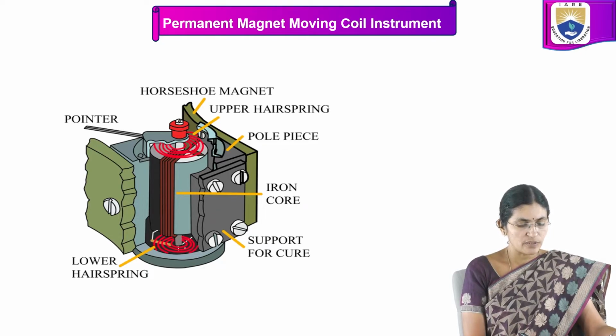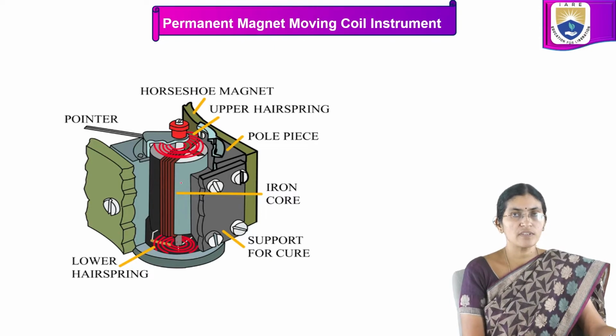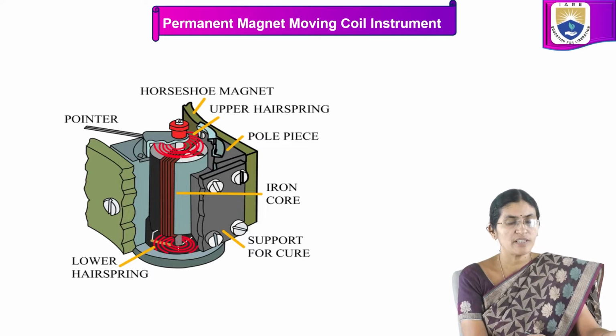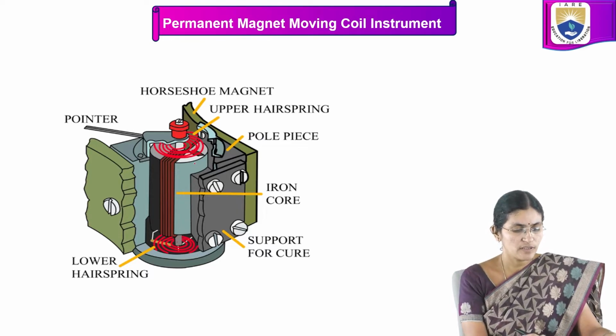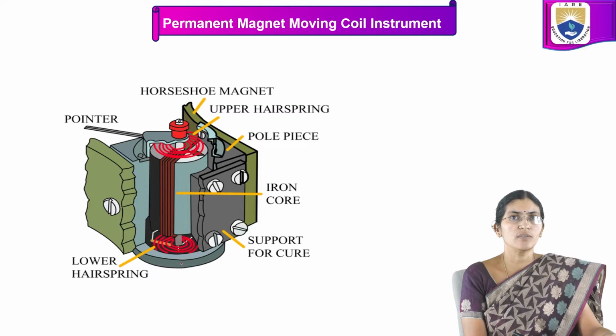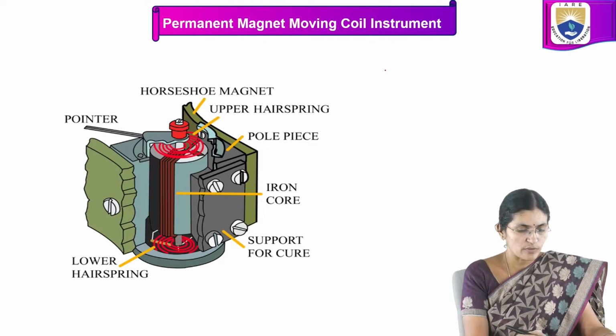As we know, there are two springs used. These are the spiral springs made up of phosphor bronze. They serve two purposes: phosphor bronze reduces the effect of temperature as well as the effect of aging. Two spiral hair springs are used. These springs are used for leading the current in and out of the circuit, and they also provide controlling torque.